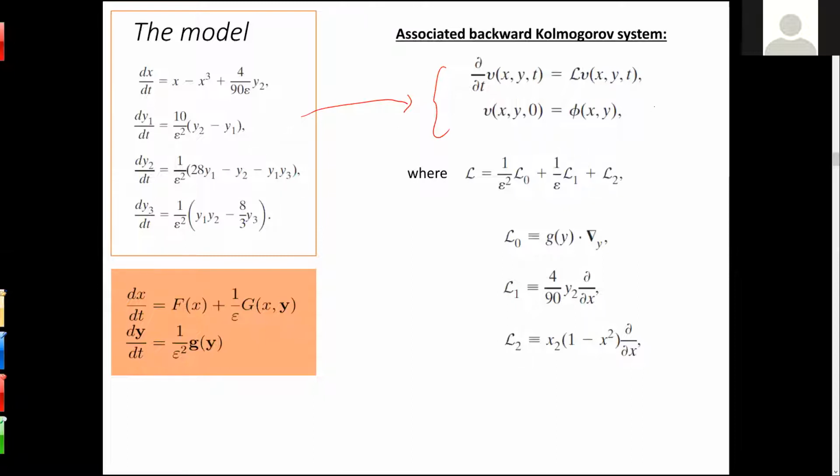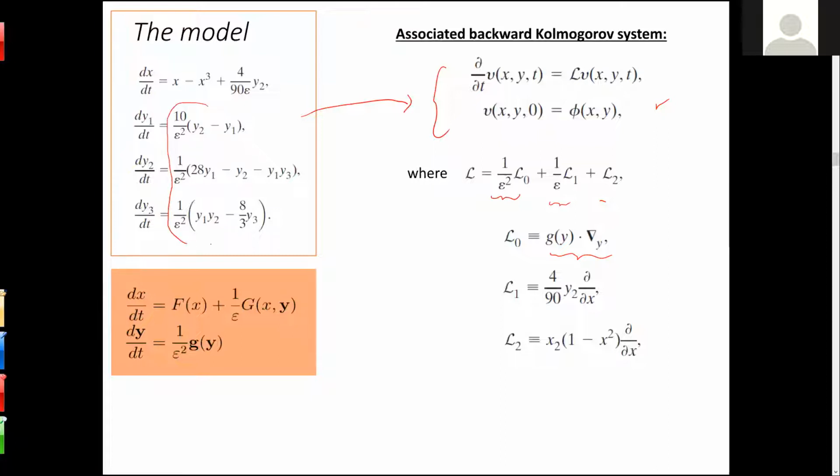So this is its associated backward system, and L can be decomposed into terms with different time characteristics. One with 1 over epsilon squared, one with 1 over epsilon, and then 1 over epsilon to the 0 actually. Okay, and then you just collect the associated operators to those time characteristics. So for 1 over epsilon squared, just look at those terms.